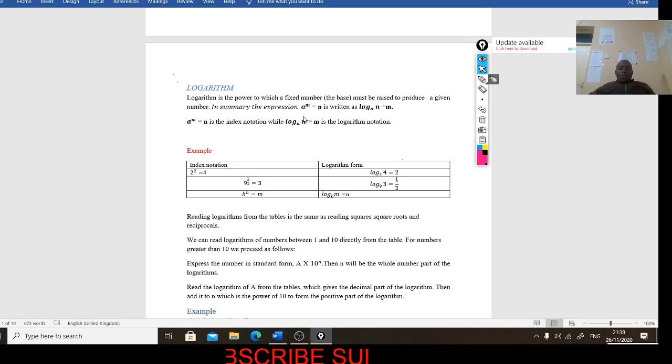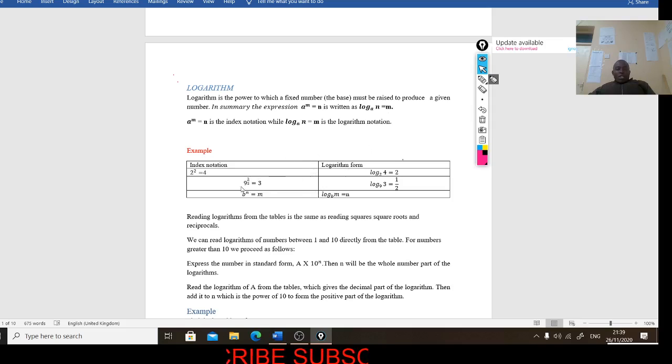In summary, when we talk about a to the power of m equals n, this is the index form, or index notation. It can be written in logarithm form as log base a of n equals m. So m we take to the right hand side: log base a of n equals m.